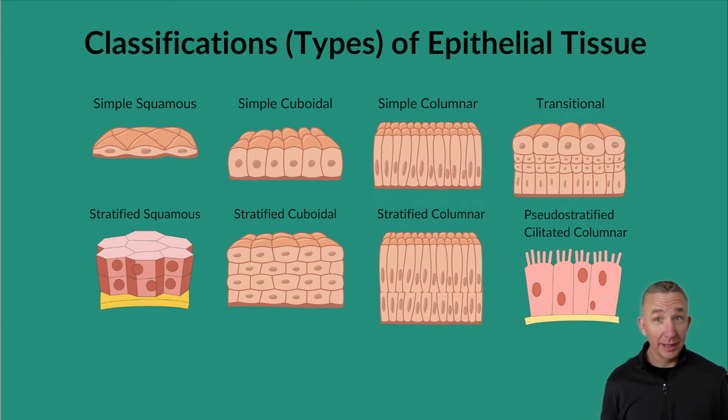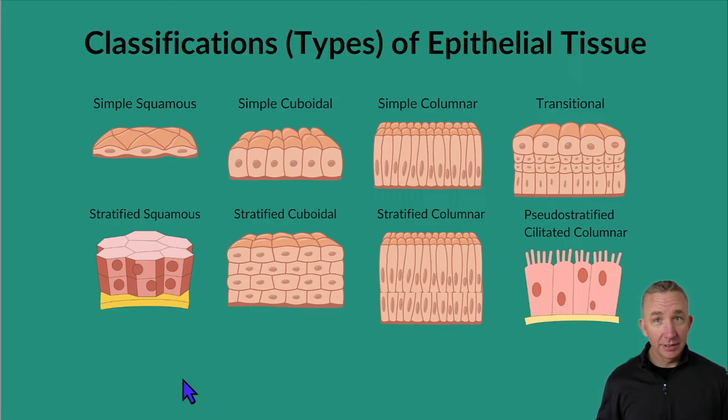Classifications or types of epithelial tissue. Previously, we talked about the functions of epithelial tissue. We talked about the characteristics of epithelial tissue. Now we're describing really the two ways in how we name them, but it's based off their structure. We name them two ways. First off, the layers of the cells.